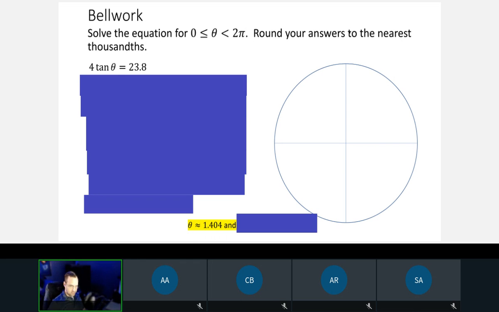So again, tangent. The period is just pi. So when I'm giving you 0 to 2 pi, we're going to see two answers in that full rotation.